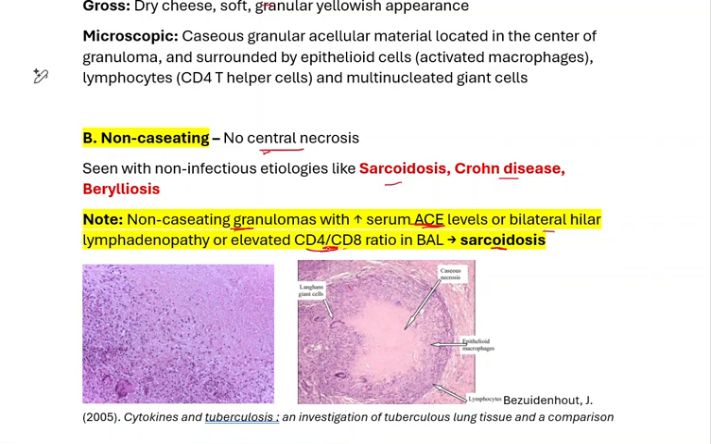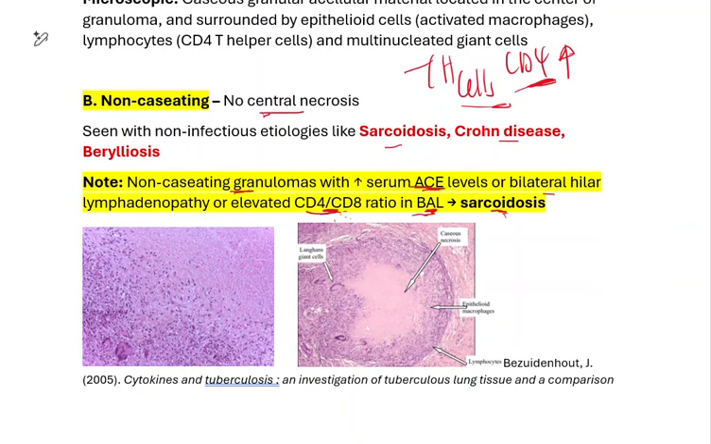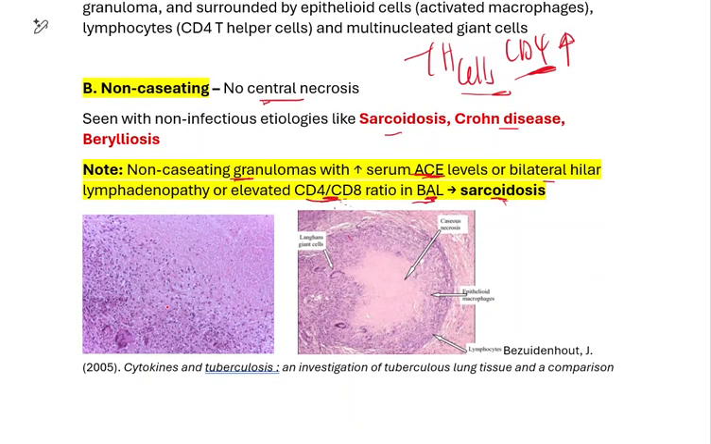The other thing we could also see is an elevated CD4 to CD8 ratio, which makes sense because CD4, right, which is our T-alpha cells, is what is implicated in formation of granuloma. So that means you're going to have a high level of what? CD4 relative to CD8. So when you do your bronchoalveolar lavage, that could also help to support the diagnosis of sarcoidosis.